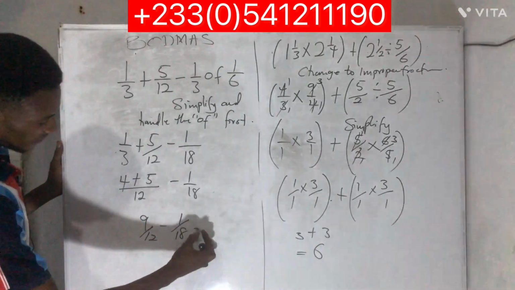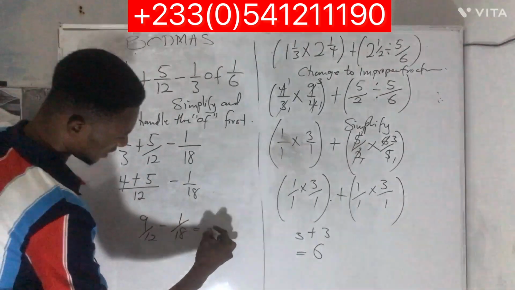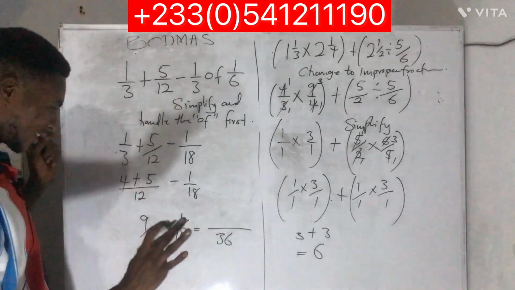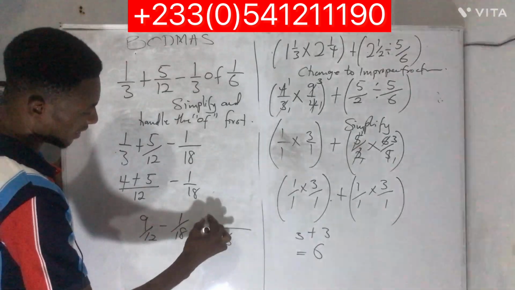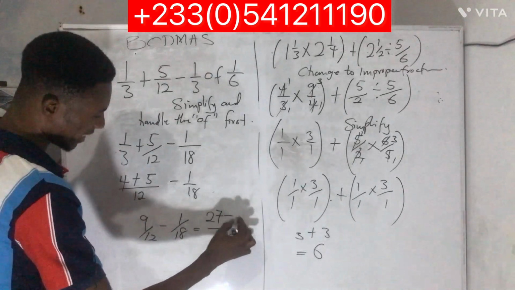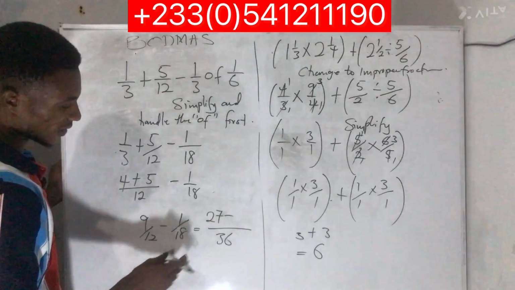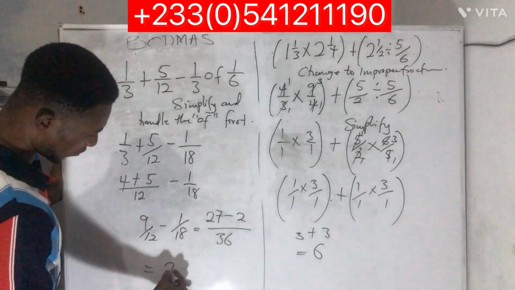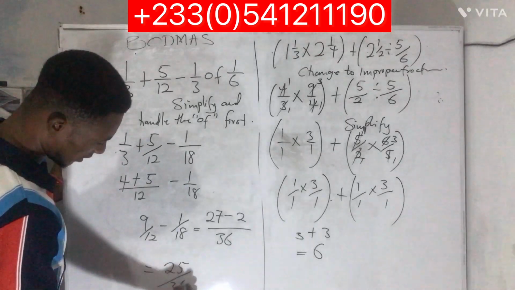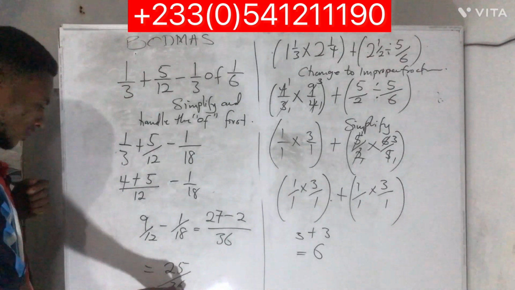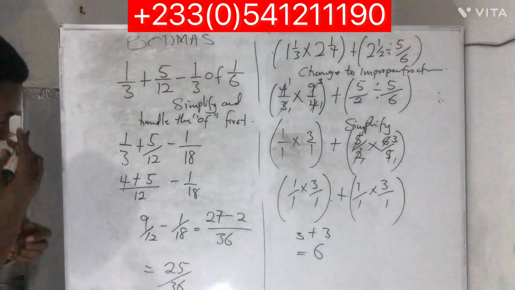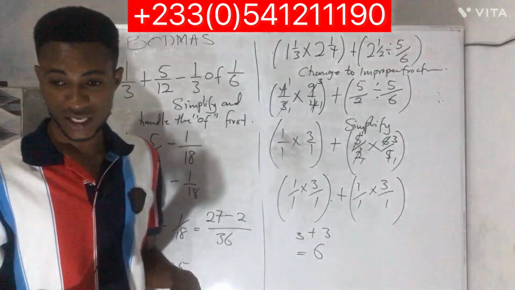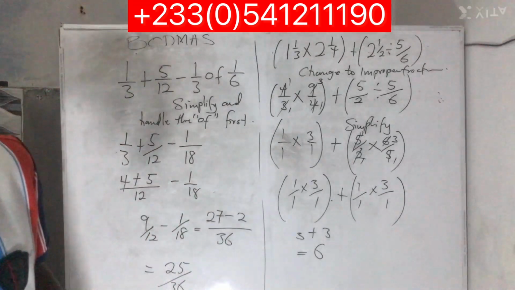Now what is the LCM for 12 and 18? It is 36. 12 will go into 36 how many times? 3 times. 3 times 9 is 27, minus 18 will go into 36 how many times? 2 times. 2 times 1 is 2. So at the end of the day we have 25 over 36. This is a proper fraction. So you leave your answer like that. Do you understand? So let's take the other question.